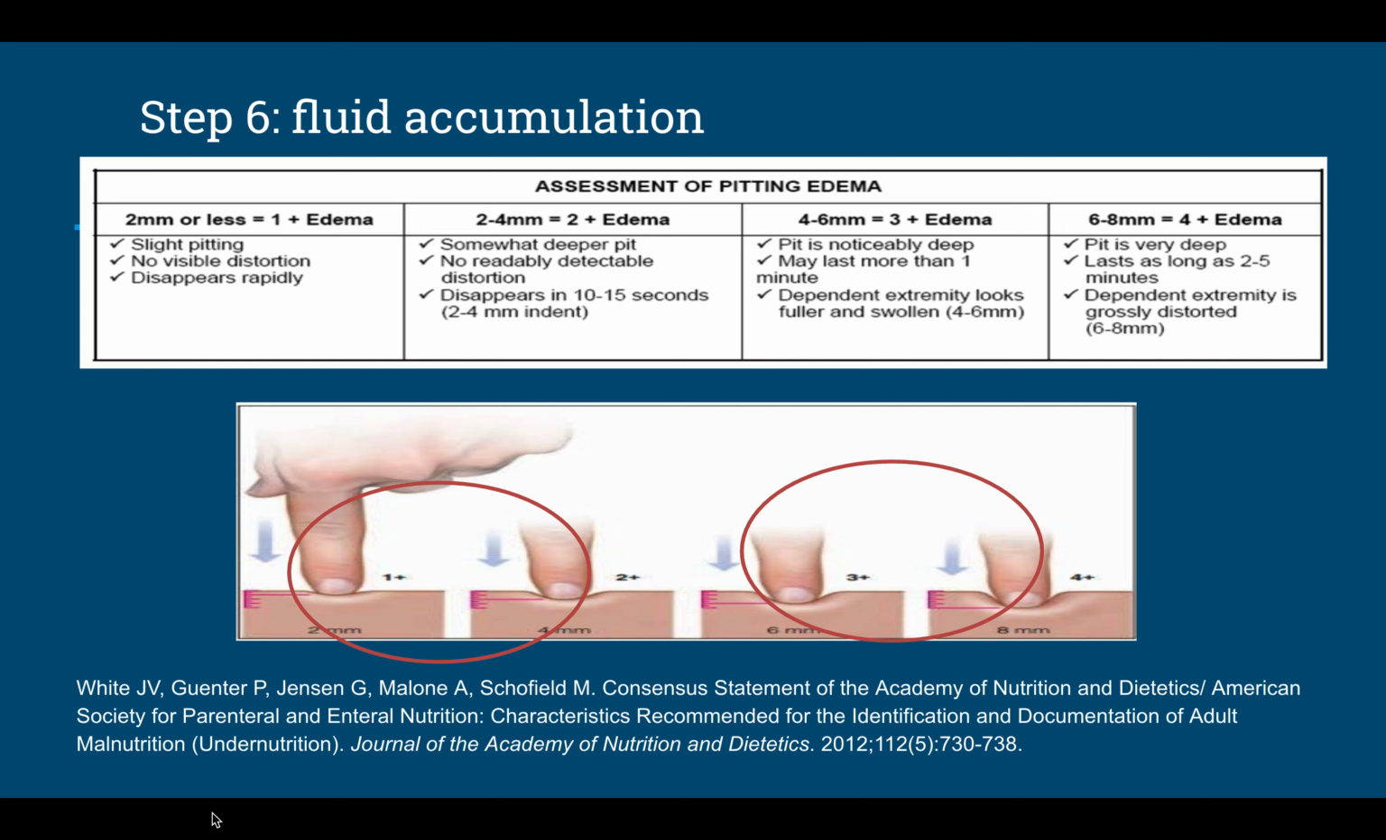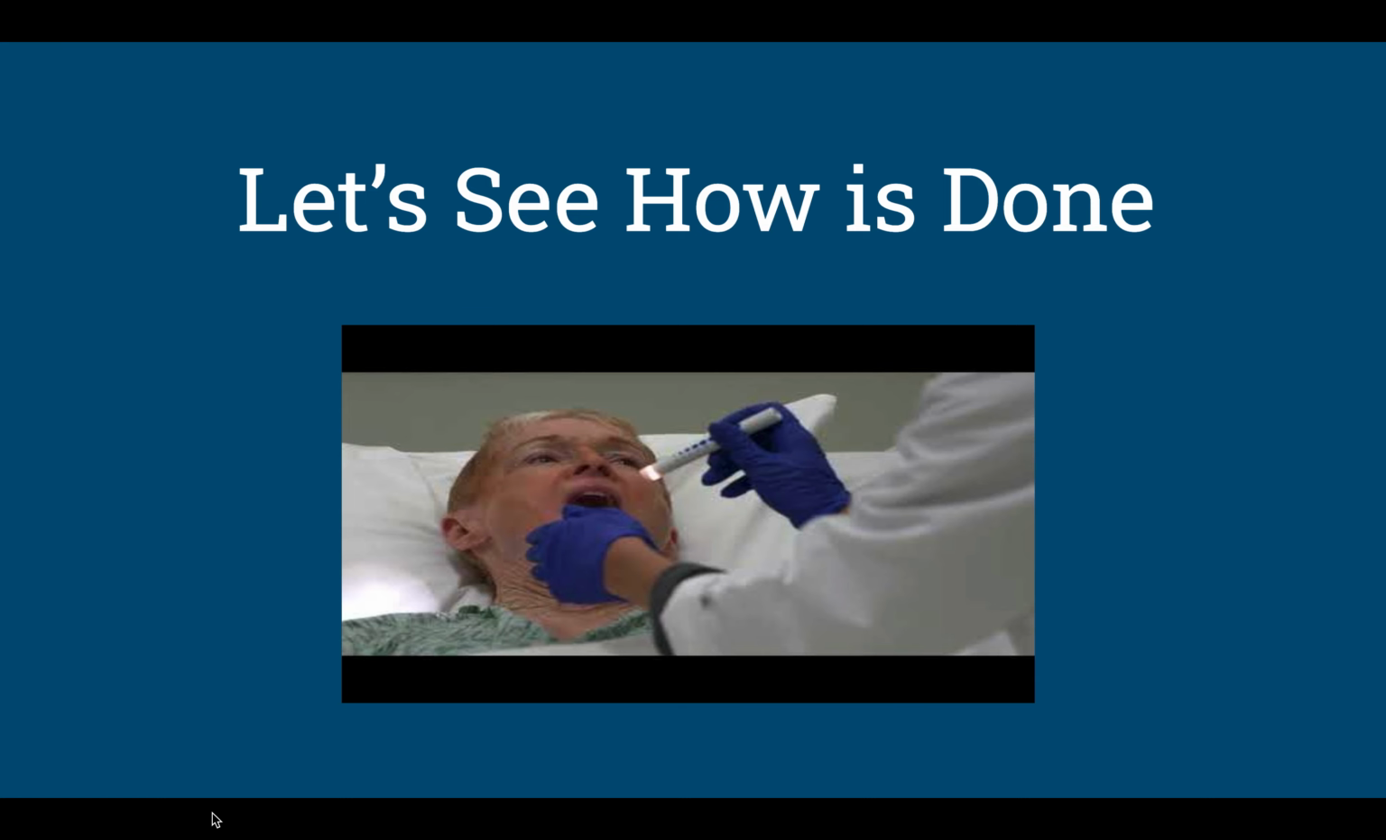Now the last step is fluid accumulation, and pretty much you're just going to touch the body and you're going to see how much the skin sinks. If it's less than 2 millimeters, it is 1 plus edema, 2 to 4 is 2 plus edema, 4 to 6, 3 plus edema, and 6 to 8, 4 plus edema. And again, that together with everything else is going to determine the malnutrition.